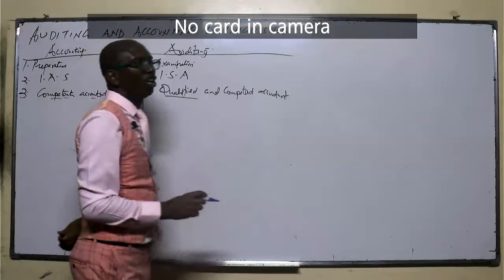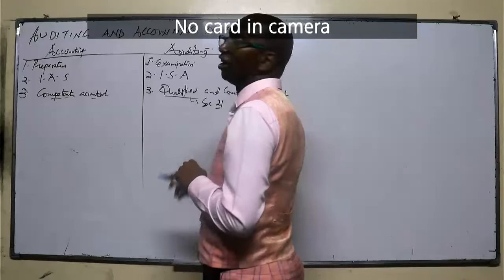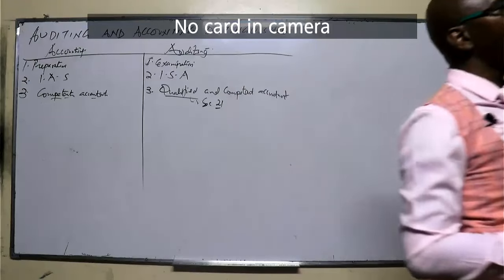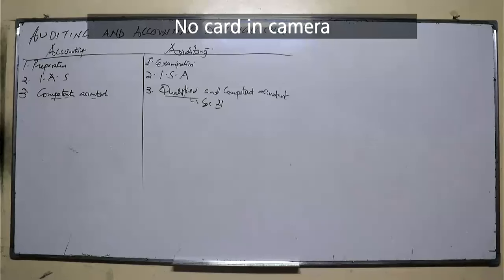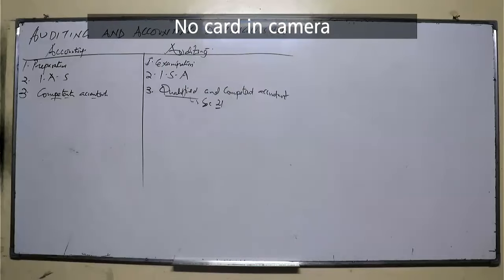But qualifications are enshrined in section 21 of the Accountants Act. For one to be a qualified accountant, you must be a CPA finalist, registered with CASNEB, registered with ICPAK, and possess at least 3 years of postgraduate experience. This means that after attaining your CPA, you've worked in an auditing environment for a period of not less than 3 years.